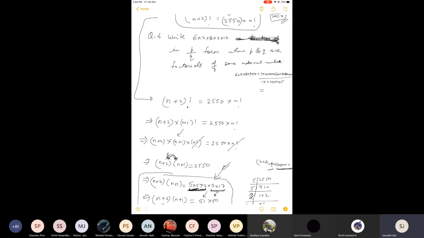What do you have in the numerator? Now you have in the numerator the product of the first 10 natural numbers, 1 into 2 into 3 up to 10. What is the value? 10 factorial. What is written in the denominator? The product of the first 5 natural numbers, 1 into 2 into 3 into 4 into 5. What is the value? 5 factorial. This is the answer, because we were supposed to write it in numerator upon denominator form, where numerator and denominator both must be factorials of some natural numbers. This was the question.